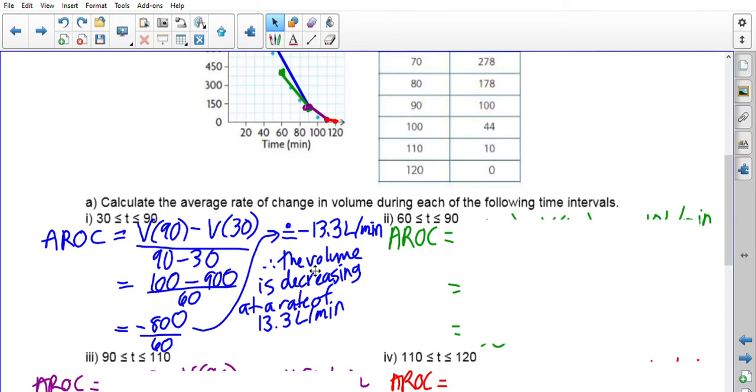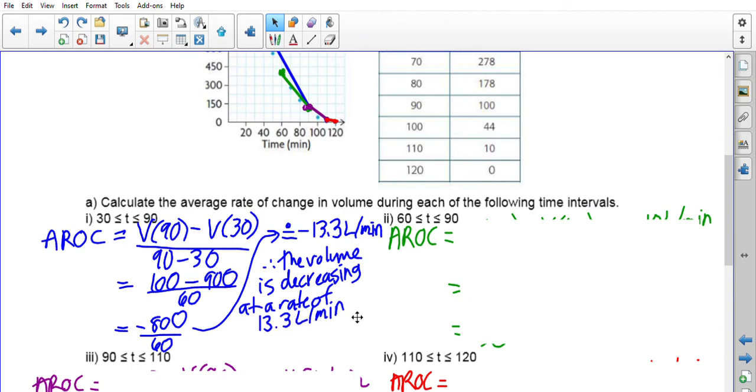So what would you say here? You would say from the 30th minute to the 90th minute, the volume is decreasing, so the decreasing takes care of the negative, at a rate of 13.3 liters per minute.